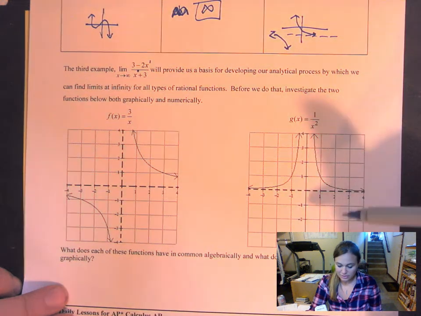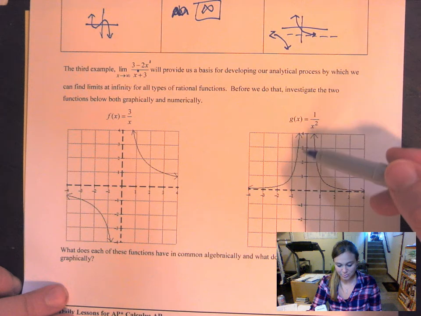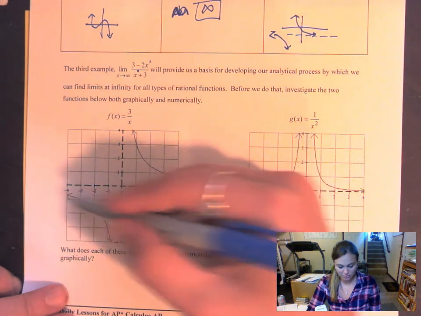This one, also the limit as x approaches infinity would be 0. Limit as x approaches negative infinity, 0. Same deal over here.